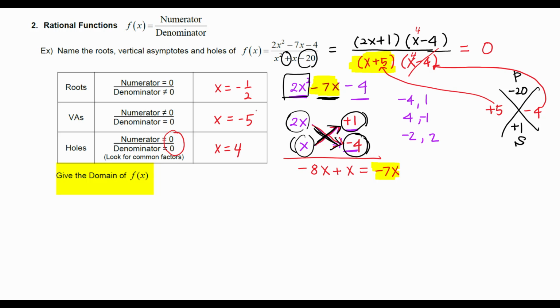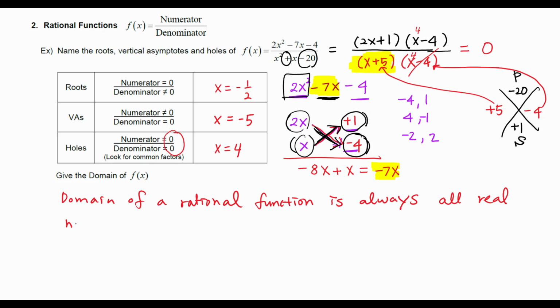Give the domain of f of x. The domain of a rational function is always all real numbers except x such that the denominator equals 0. So if there is an x that makes the denominator equal to 0, then we need to get rid of those x's from all real numbers. And that will give you the domain of the rational function. So you can just focus on the denominator of a rational function.